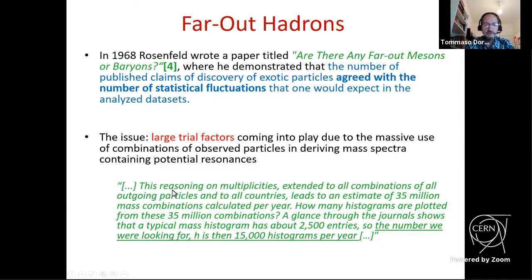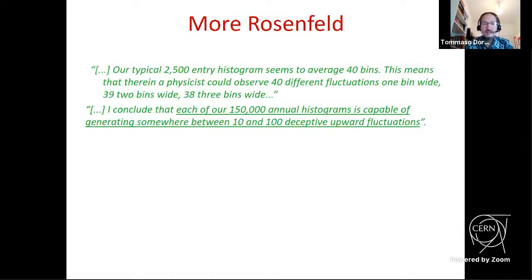And so, to quote this paper, this reasoning of multiplicity, extended to all combinations of all outgoing particles and to all countries, leads to an estimate of 35 million mass combinations. How many histograms are plotted? A glance through, and so on. So the number we're looking at is about 15,000 histograms. So how many fluctuations do we expect there? Many, right? About 10 to 100 deceptive upward fluctuations, probably of the level of 3 sigma or even larger.